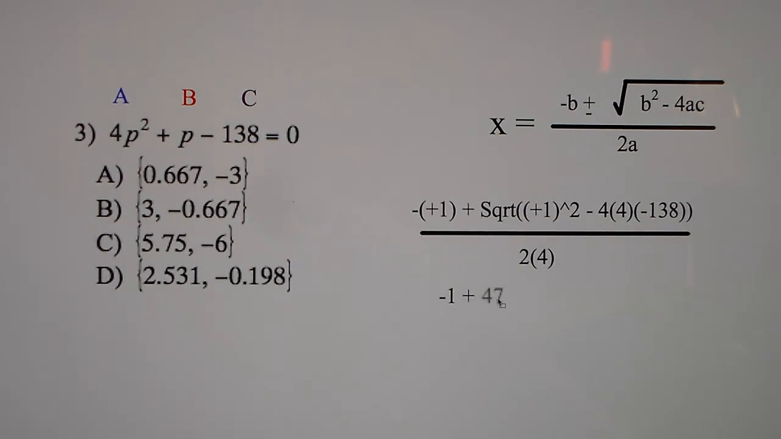So you have negative 1 plus 47 divided by 8, because 2 times 4 is 8. So negative 1 plus 47 gets you 46. 46 divided by 8. I'm going to put that into the calculator. Get you 5.75. Ooh, so the first one is 5.75.